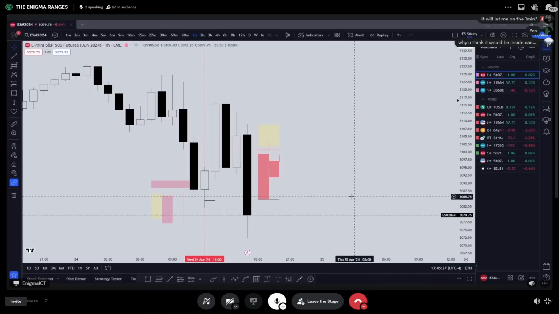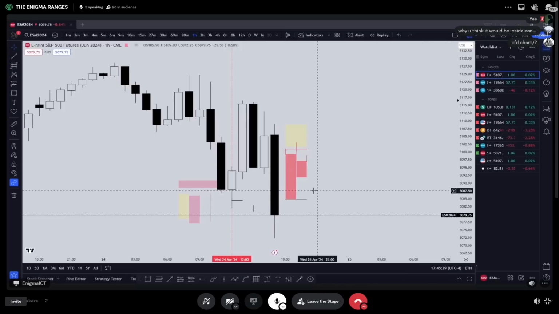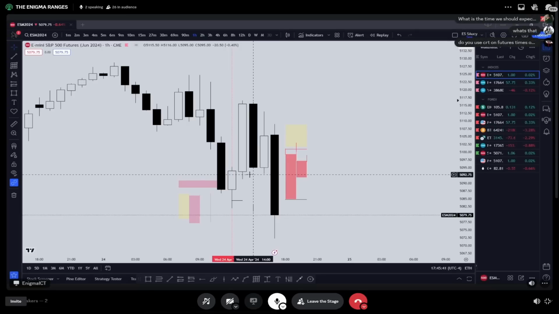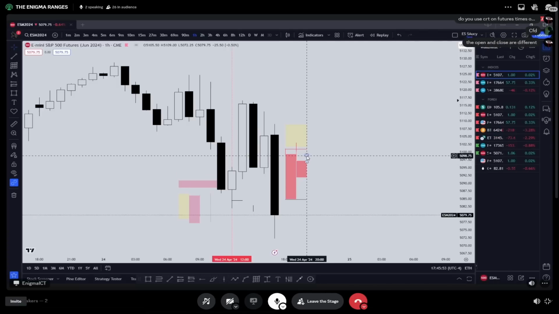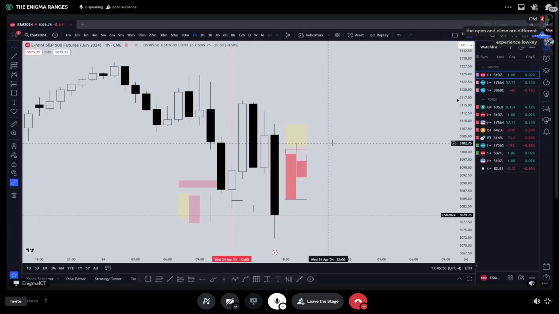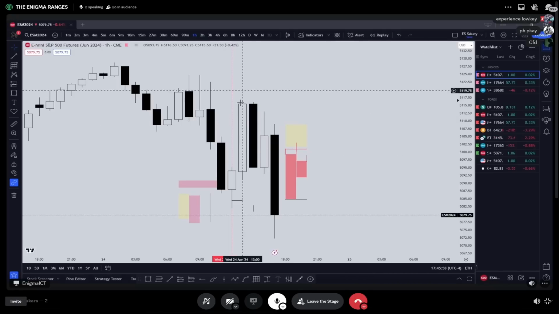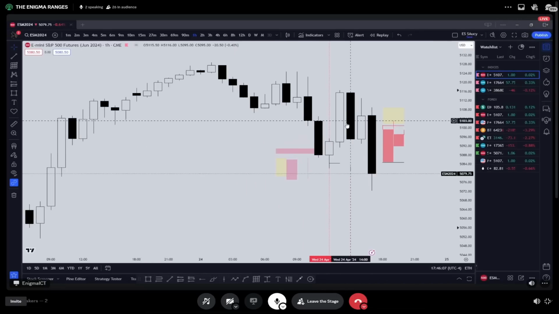Why do you think it would be an inside candle? Well, the easy answer is that I have studied it on a daily basis for a really long time. What is the time we should expect this to happen? Expect the inside candle? Well, the point of this is not guessing when it will happen. It doesn't matter when it will happen. Once it happens, look out for it and try to get a trade setup from it. You don't have to guess when the next inside candle is going to form.